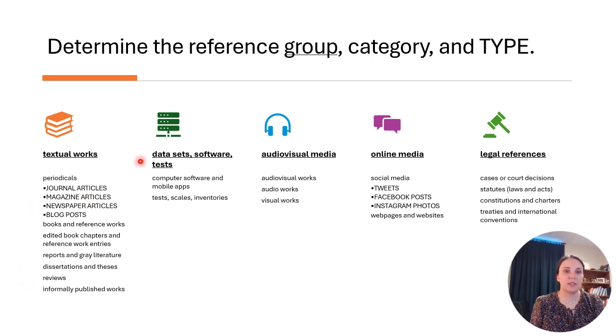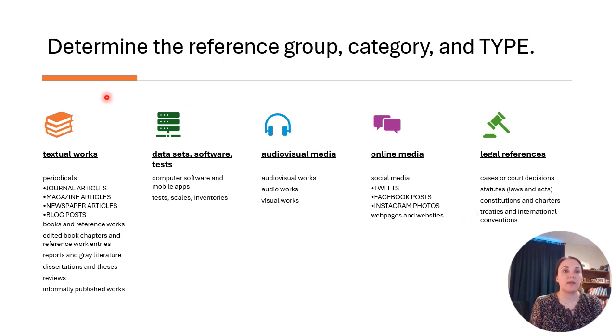Under data sets, your categories are computer software and mobile apps, test scales, and inventories. Under the audiovisual media group, your categories are audiovisual works, audio works, and visual works. Under online media, your categories are social media, web pages, and websites. And under the legal references group, your categories are cases or court decisions, statutes like laws or acts, constitutions and charters, and treaties and international conventions.